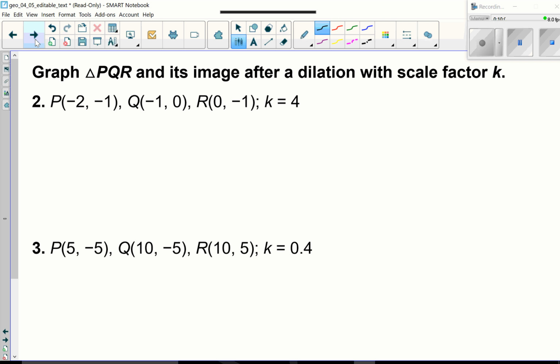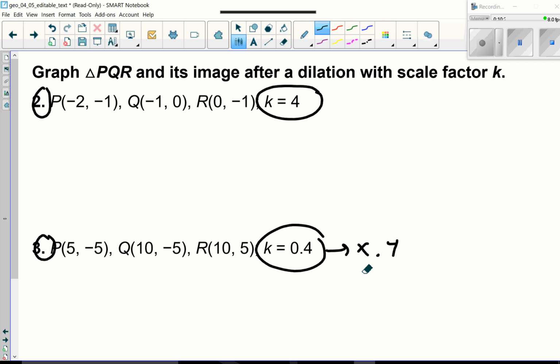I'm going to give you a couple minutes to try 2 and 3 on your own. Go ahead and hit pause. Try these two. This one is a scale factor of 4. This one is a scale factor of 0.4. I'm fine with you leaving it 0.4 if you really want to change it to a fraction. So it's either times 0.4 or you could do times 2/5. I'm fine with either one of those, but we're going to have some reduction for the bottom one, enlargement for the top one. So go ahead and hit pause. Make sure you try 2 and 3.